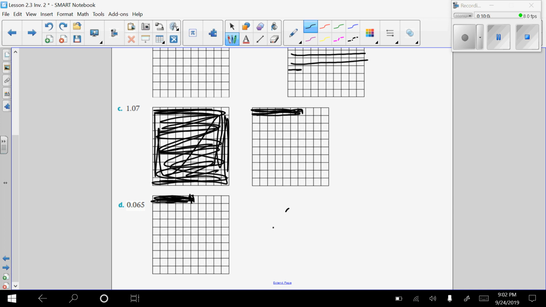So if we look at the number, let me write it big for you. The 6 tells me those are full blocks. The 5 says it's only half a block. So that one's a little tricky. We have to think about it when we get that.